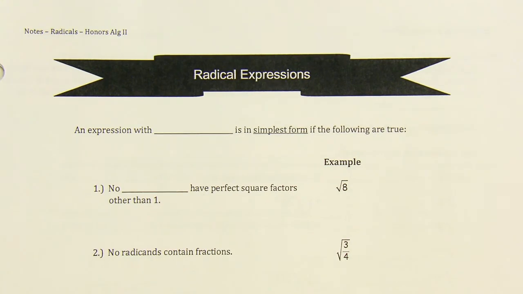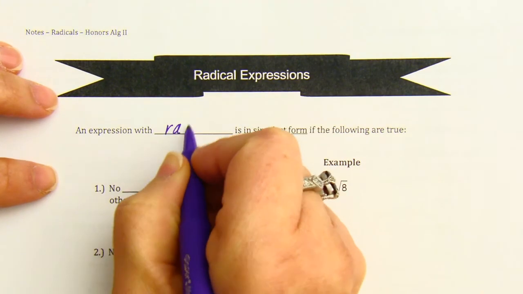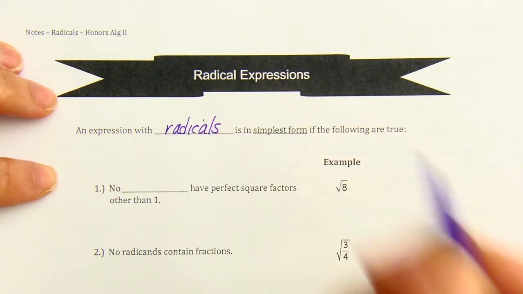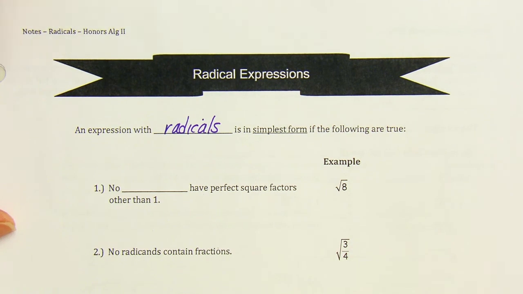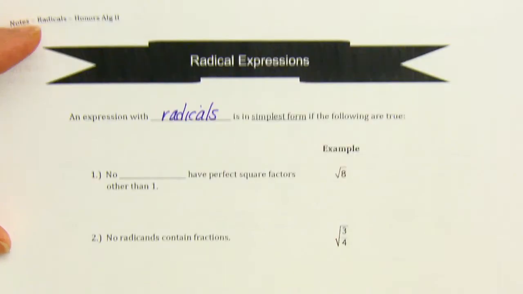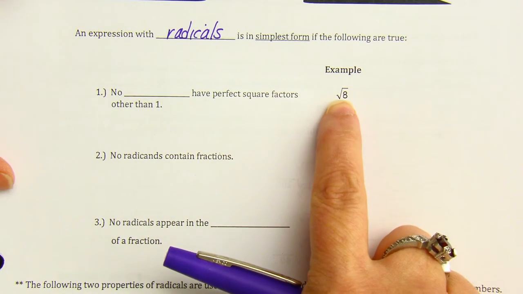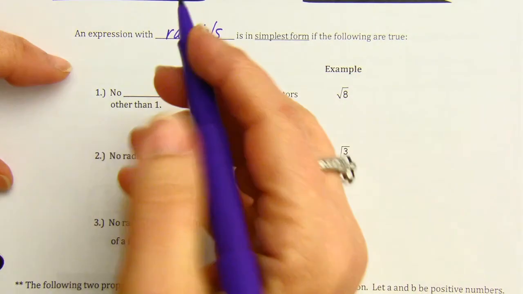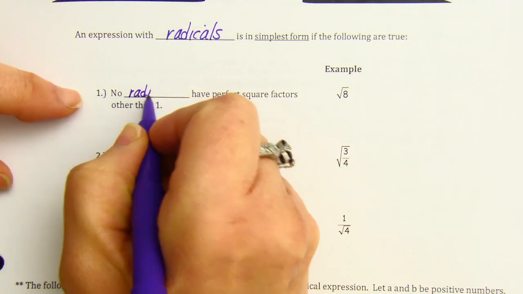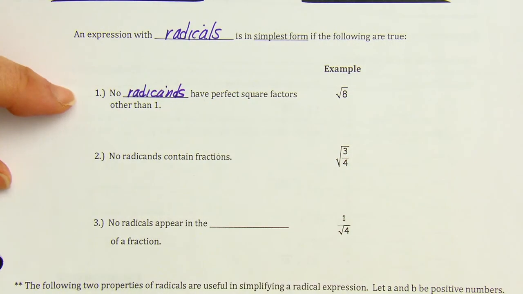An expression with radicals, meaning square roots, cubed roots, etc., is in its simplest form if the following three things are true. I look at this example, the square root of 8. The 8 underneath the radical sign is called the radicand, and no radicands have perfect square factors other than 1.